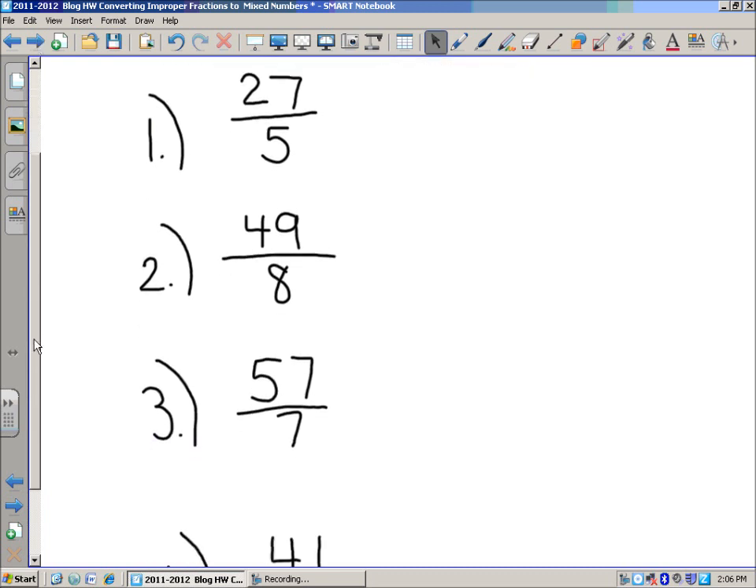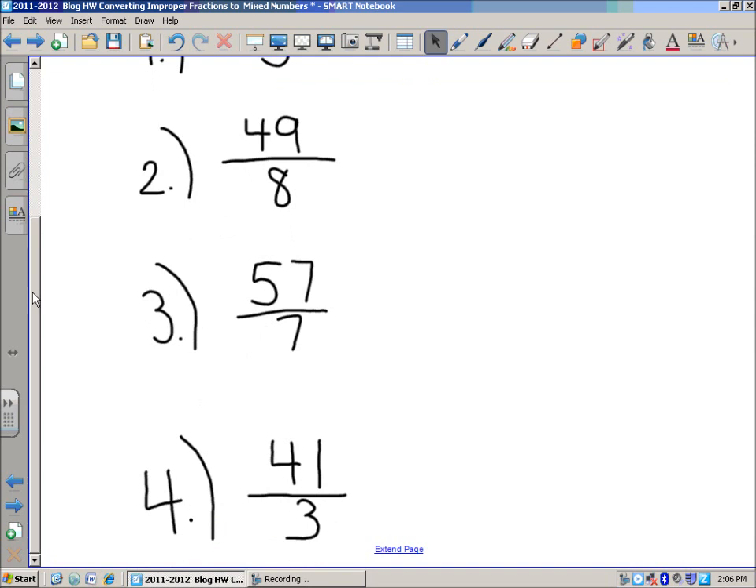Problem number 1, 27 fifths. Number 2 is 49 eighths. Number 3, 57 sevenths. Number 4, 41 thirds. Now, if you're trying these at home and you want to pause the video and copy these down, please feel free to go ahead and do that.